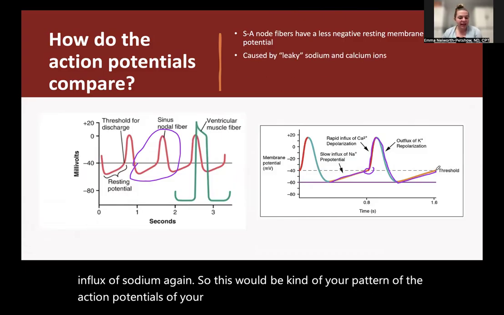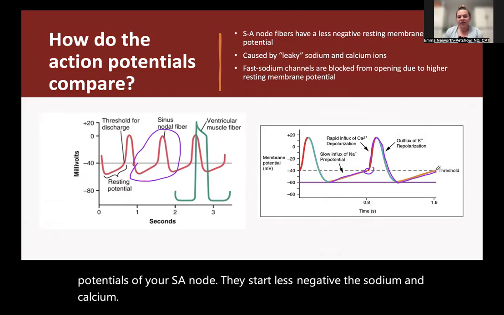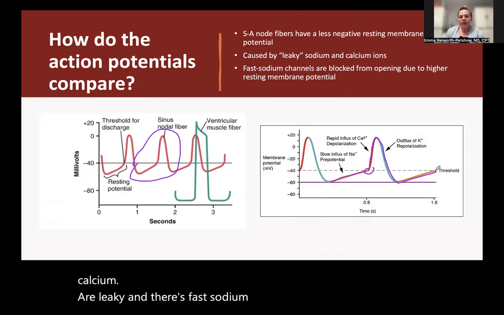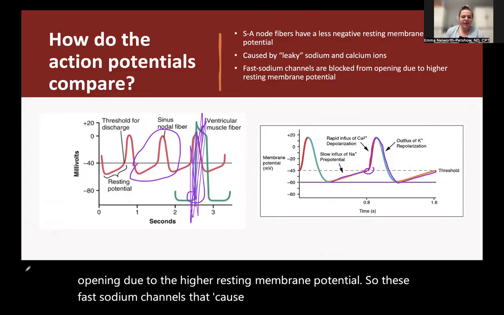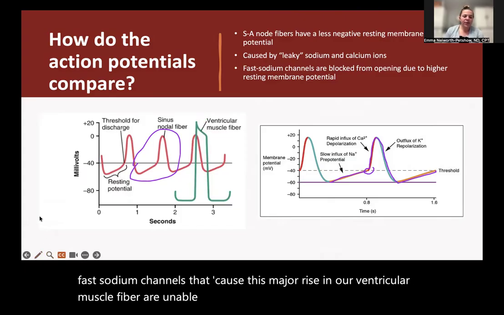They start less negative, the sodium and calcium ions are leaky, and there are fast sodium channels that are blocked from opening due to the higher resting membrane potential. So these fast sodium channels that cause this major rise in our ventricular muscle fiber are unable to open in our SA node action potential.